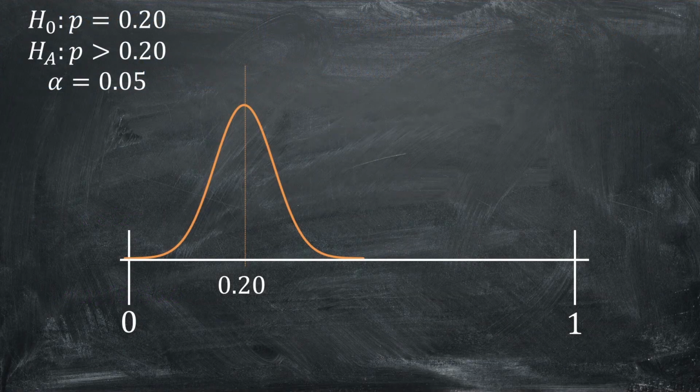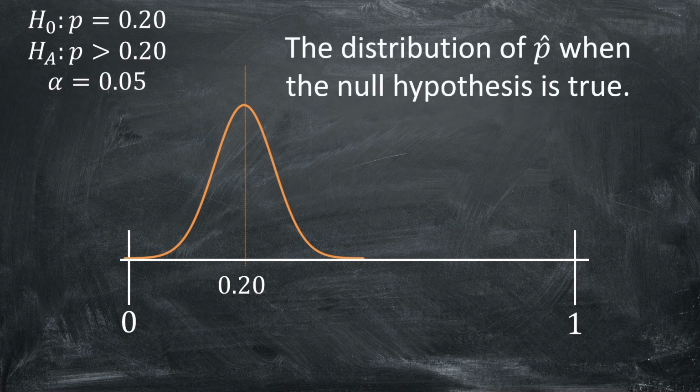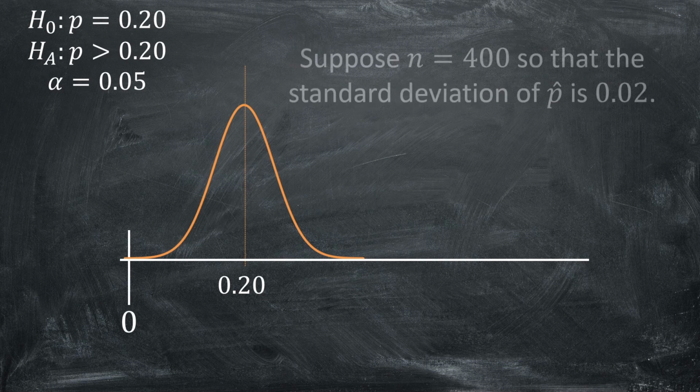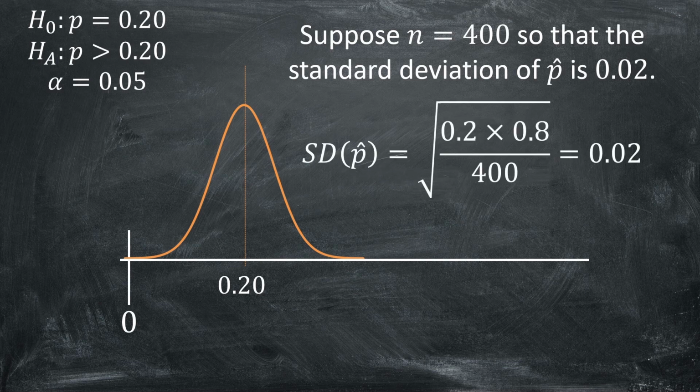Now let's look at a more concrete example. Here we're going to assume that the proportion under the null hypothesis is 0.20. The distribution of p hat under the null will look something like this. Furthermore, let's suppose that the sample size is 400. In that case, we can calculate the standard deviation. It's 0.02, or about 2%.